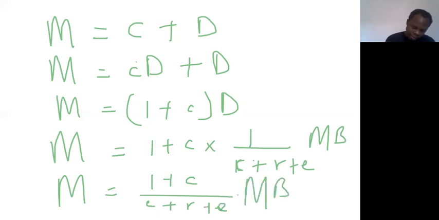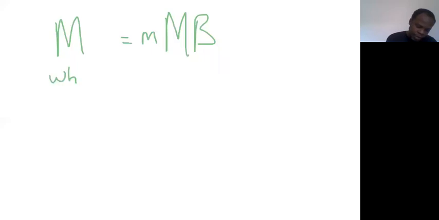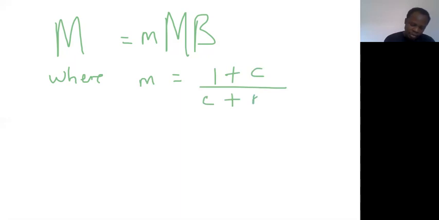So I can use this whole expression to represent M. So now I will say M is equal to small m times MB, where small m is equal to 1 plus c all over c plus R plus E, right? So this is what we call the money multiplier. So this expression here, the small m here.